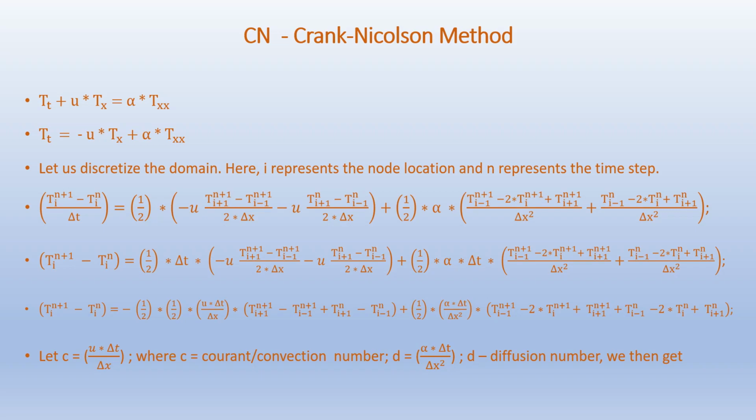(T_i^(n+1) minus T_i^n) over delta t equals half times [minus u times (T_(i+1)^(n+1) minus T_(i-1)^(n+1)) over 2 delta x minus u times (T_(i+1)^n minus T_(i-1)^n) over 2 delta x] plus half times alpha times [(T_(i-1)^(n+1) minus 2 T_i^(n+1) plus T_(i+1)^(n+1)) over delta x squared plus (T_(i-1)^n minus 2 T_i^n plus T_(i+1)^n) over delta x squared].